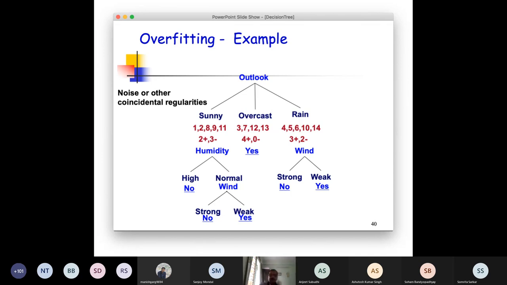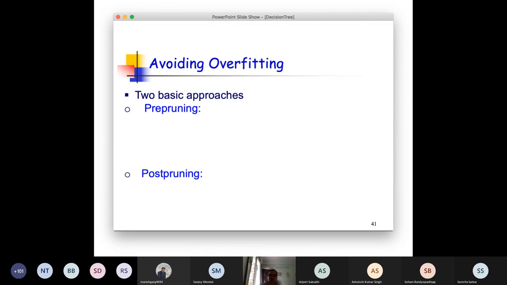So how to handle this situation? How to take care of overfitting so that you get a hypothesis which is appropriate, which is neither underfitting nor overfitting, right? Which is appropriate at a certain level. So how do you get that kind of decision tree? There are two basic approaches to avoid this kind of overfitting.